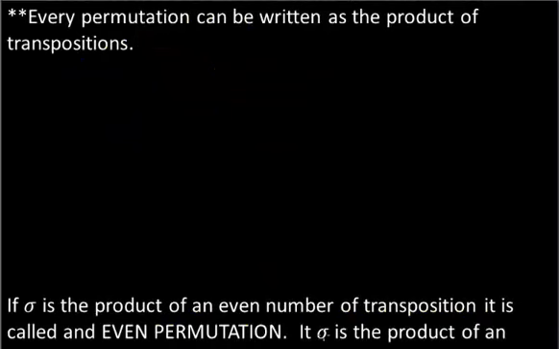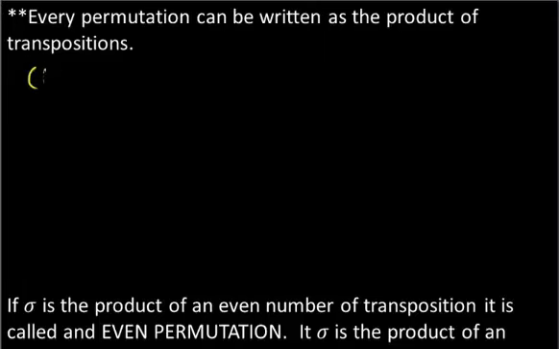And the last thing we're going to talk about is even and odd permutations. This doesn't mean these are numbers, so even is not going to mean a multiple of 2, of course. We're going to define it. First of all, you have to know that every permutation can be written as a product of transpositions. So let's just do some examples.